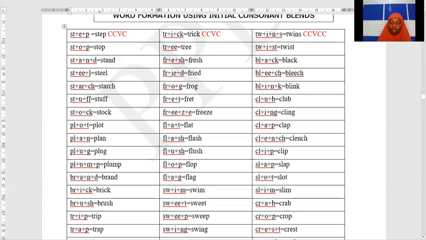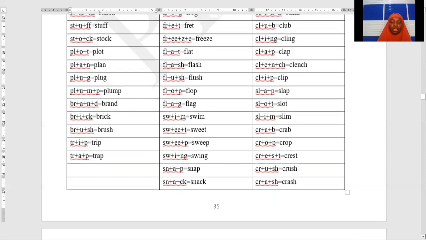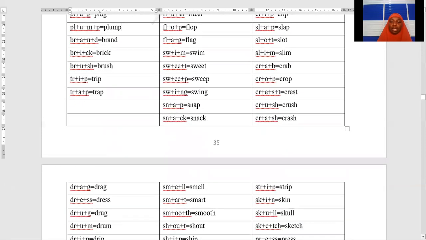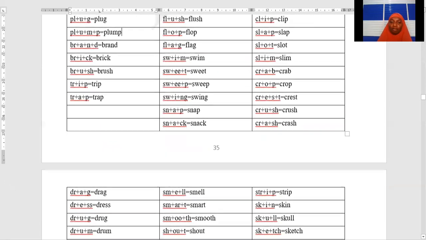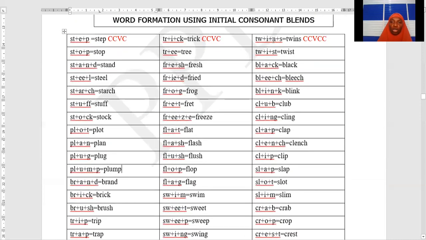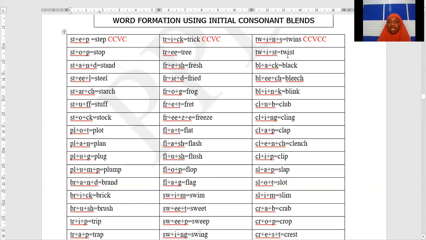Swing, snap, snack. Okay, still on that very page. Twins, twist, black, bleach, blink, clab, cling, clap, clench, clip, slap, slot, slim, crab, crop, crests.